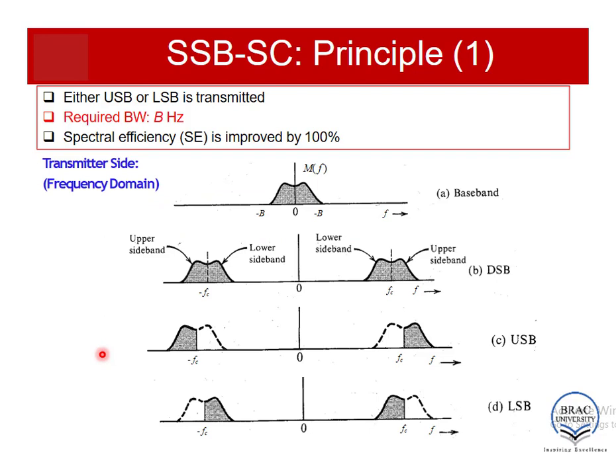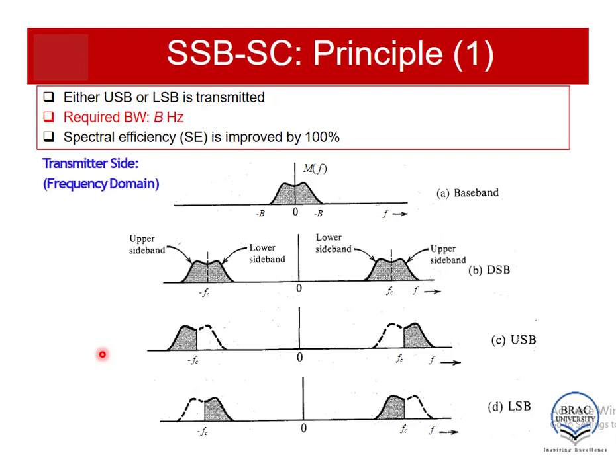In the case of DSBSC or DSBC, we know that both upper sideband and lower sideband are transmitted. That's why the bandwidth requirement was double compared to the message bandwidth. If the message bandwidth was B Hertz, then the modulated signal bandwidth was twice B. Specifically, this is the reason why they were called bandwidth inefficient, because the message requires only B Hertz of bandwidth, but when we are transmitting it as a modulated signal, we are using double of that required bandwidth.